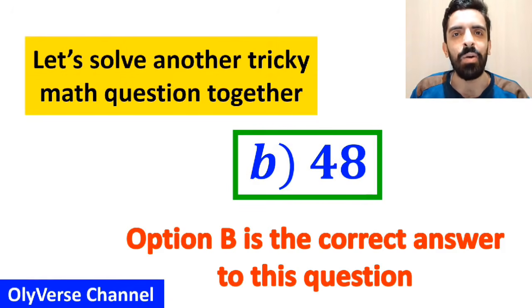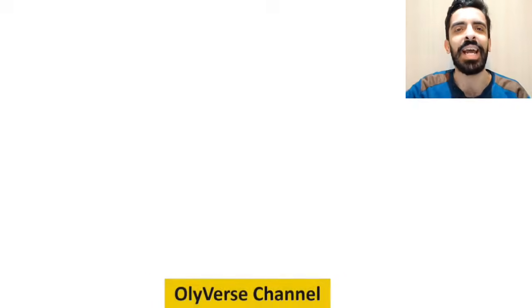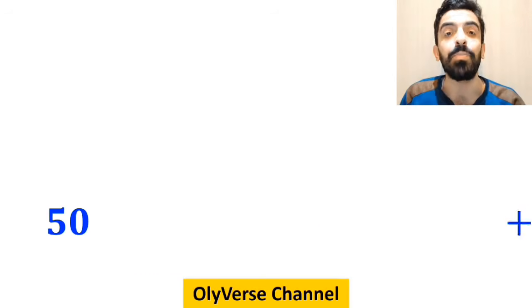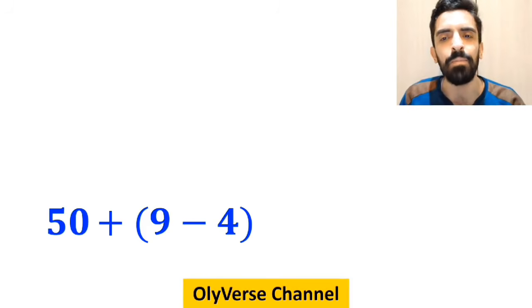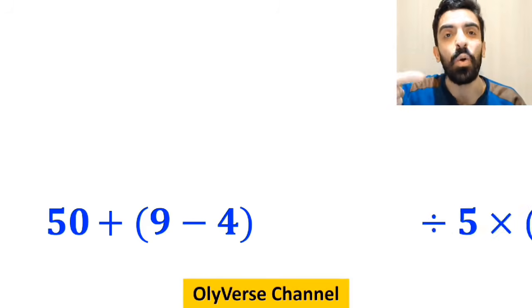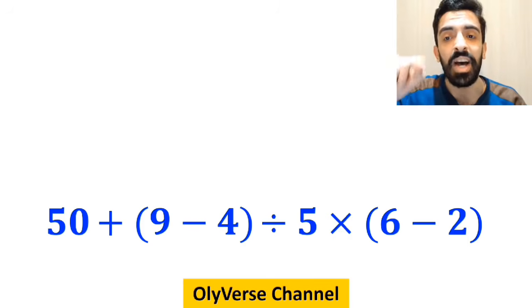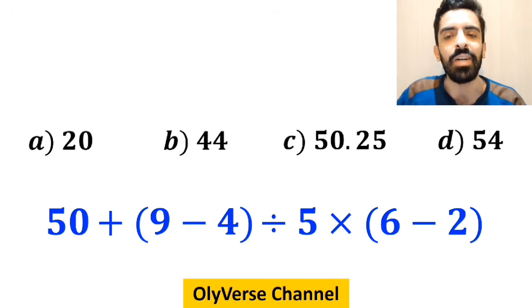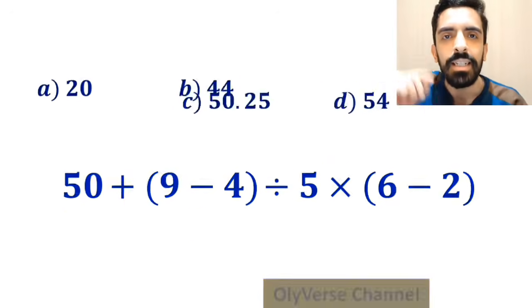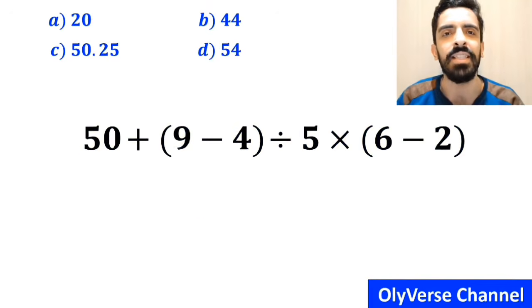Alright, now let's solve another tricky math question together. What is the value of the expression 50 plus open parenthesis 9 minus 4 close parenthesis divided by 5 multiplied by 6 minus 2 inside the parenthesis? Which option do you think is the correct answer to this question? Let's take a closer look and solve it together.